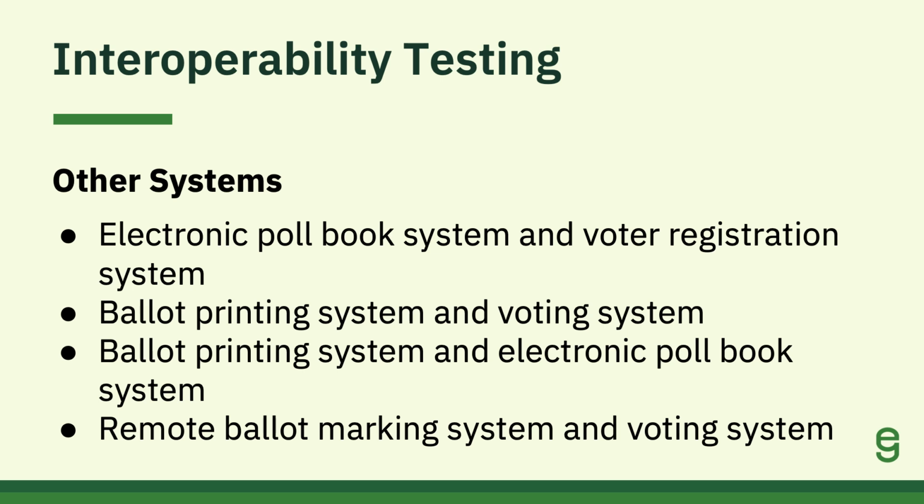Obviously, there's also a relationship between your ballot printing system and your voting system, because the PDFs that are often loaded into a ballot printing system are generated from the voting system itself. The ballot printing system and electronic poll book system often have a relationship because the electronic poll book system is used to actually generate a ballot from the ballot printer. So making sure you test the interoperability of those systems is really important. There might be other systems in play that you utilize that have an exchange of information between that system and another system. Just make sure that you're building in time to test the interoperability of those systems.